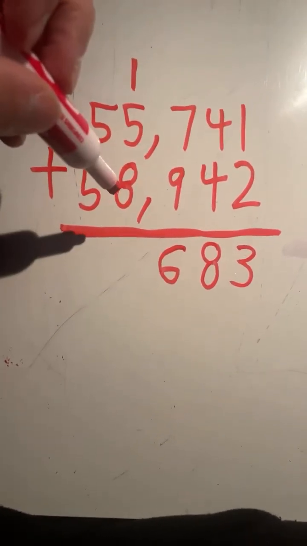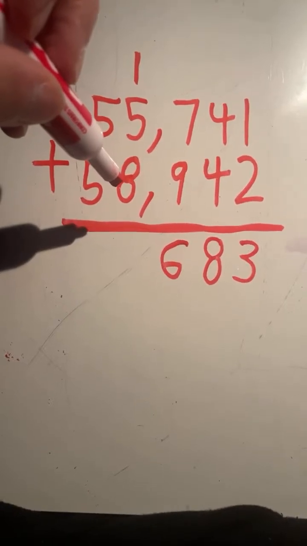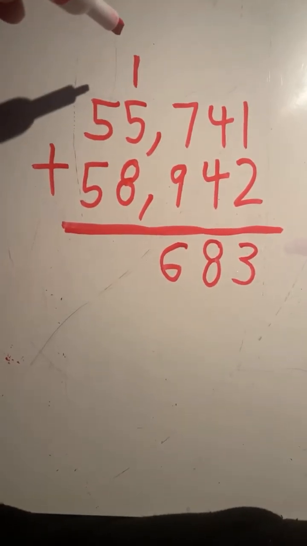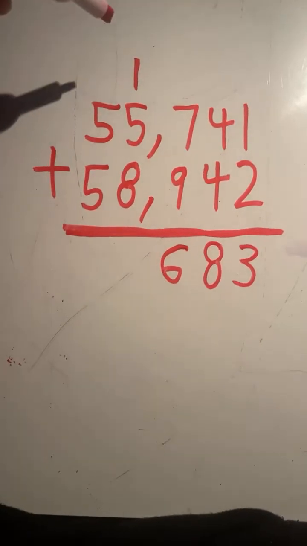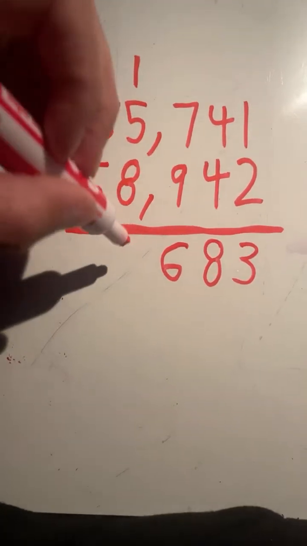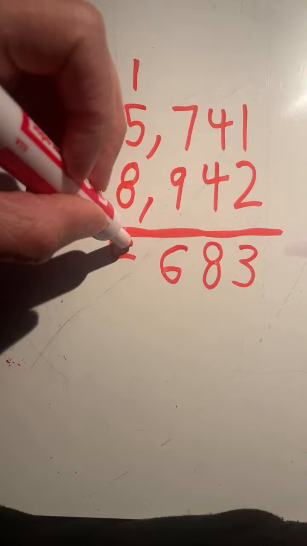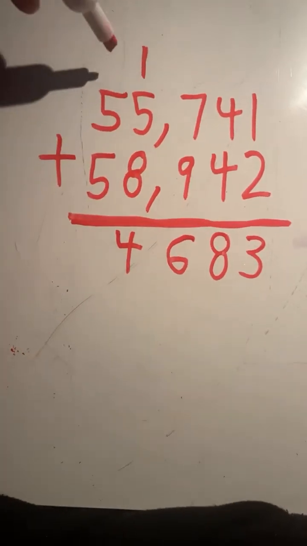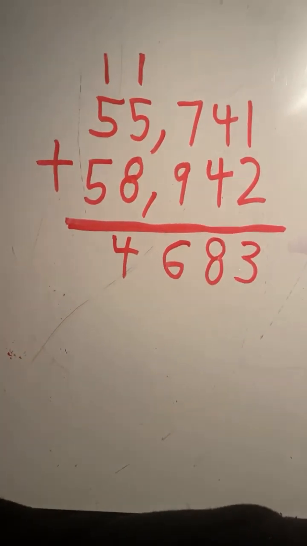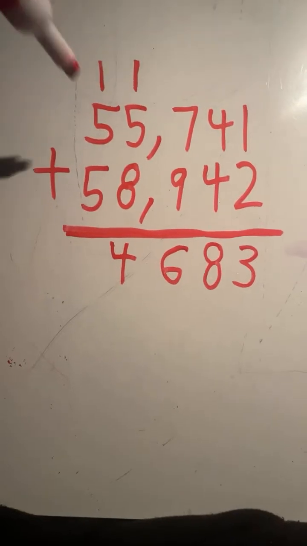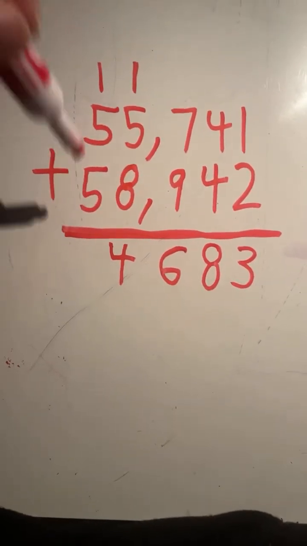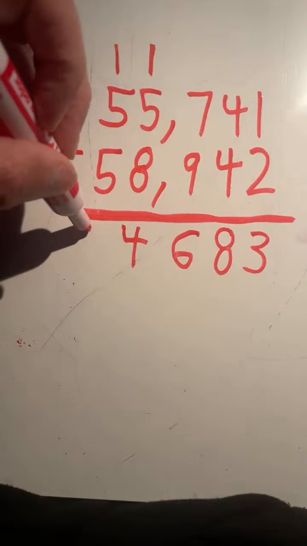5 plus 8 equals 13, but we have to add the one that we carried over. 13 plus 1 equals 14. Again, we need to regroup because our sum is more than 10. So the 4 in 14 is going to go in the thousands place. The 1 is going to get carried over to the 10,000s place. 5 plus 5 equals 10, plus 1 equals 11.